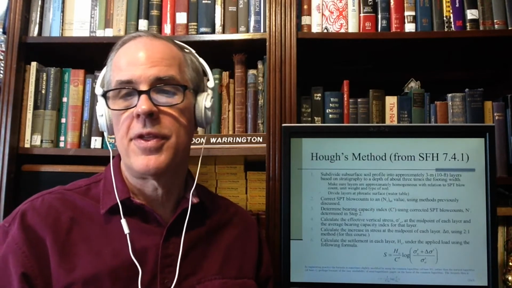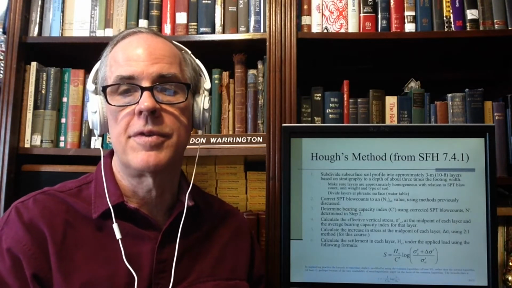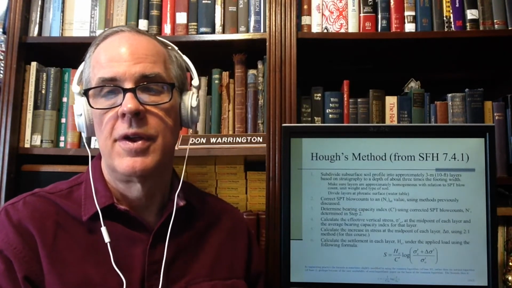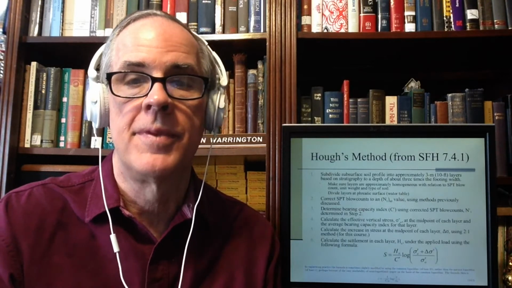Okay, the method, and they go blow by blow. You subdivide the subsurface soil profile into approximately 3 meter, 10-foot layers. I told you that the layering of the soil depends upon the changes in the soil as it goes down. You change soil types, you change layers, but you can also subdivide those into more layers. You can always use more layers than you have to. It's fewer layers where you get into trouble. Then you correct your blow counts to an N160 value using the methods we discussed earlier. Determine the bearing capacity index using the corrected SPT blow counts.